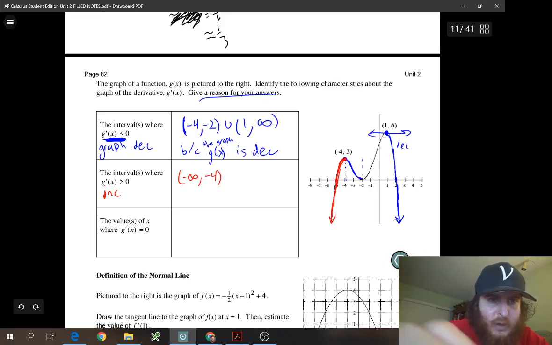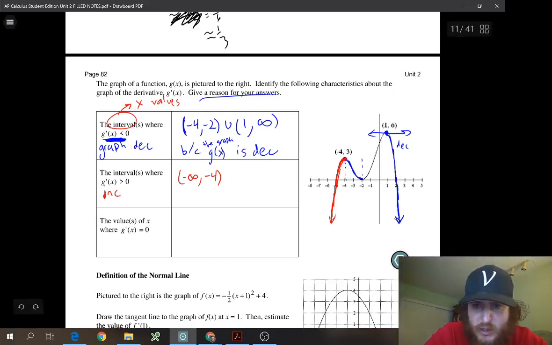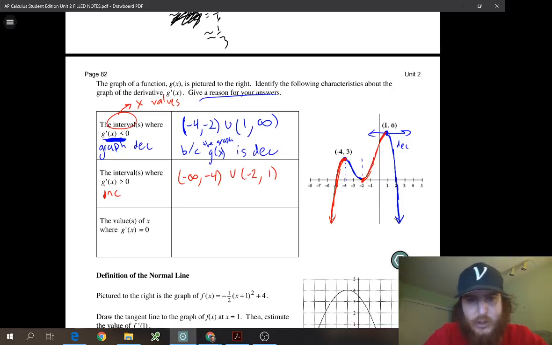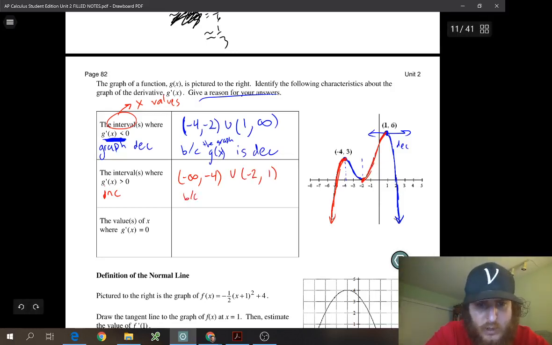Whenever we see intervals, by the way, intervals are always x values. They're always from here to here, right? And then also it's increasing from negative 2 all the way up to 1. That's where it's going up. So union negative 2 to 1. Again, we're going to use parentheses, not brackets for these always. Why? Because our graph g of x is increasing.